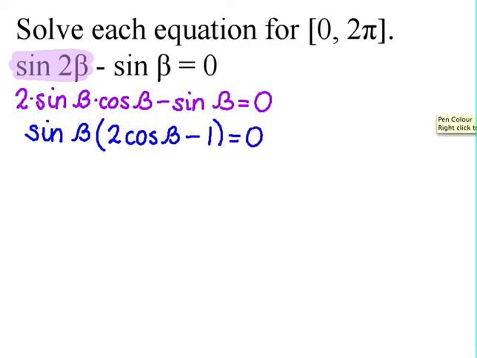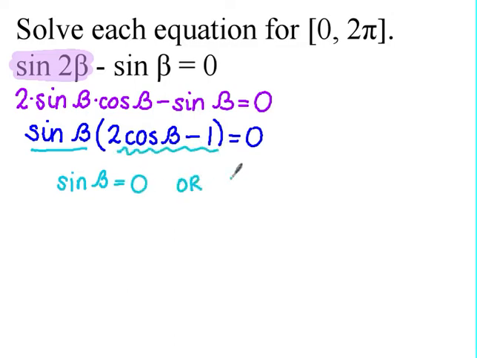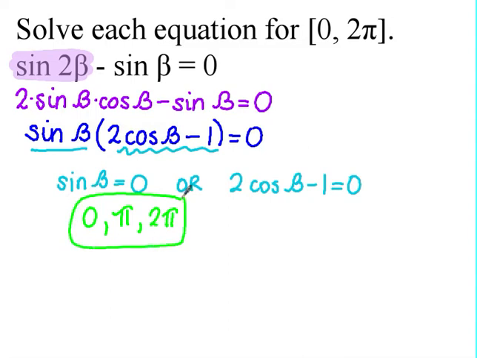So now we're going to apply our zero product property. The zero product property states that either sine of beta equals 0 or 2 cosine beta minus 1 equals 0. And now this is where your blue chart comes in handy again. Where does sine equal 0? 0 and pi. Okay? Well, you can put 2 pi too. Doesn't matter. Same thing.